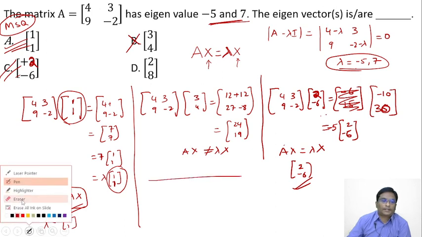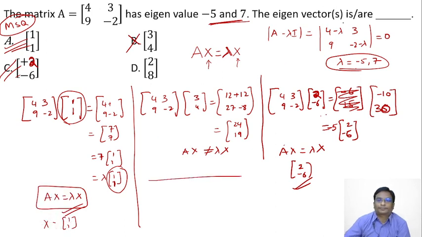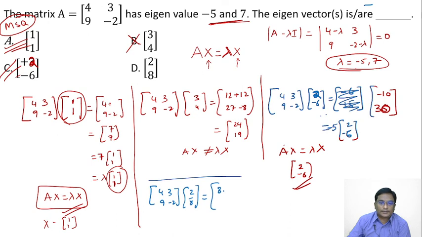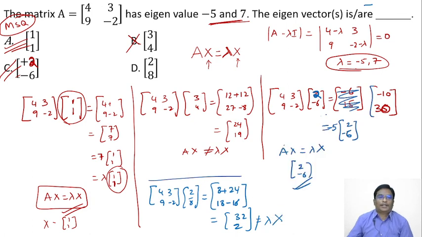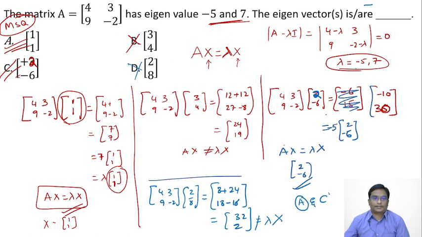And if we consider the fourth option, [4, 3; 9, -2] into (2, 8), this is 8 plus 24, which is 32, and 18 minus 16, which is 2. If I take 2 common, (16, 1). Not following anything, not lambda into X. That's why options A and C are correct for this question.